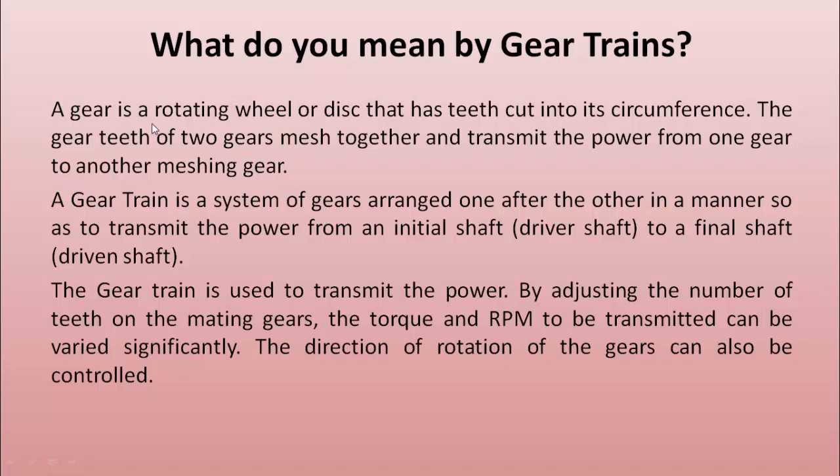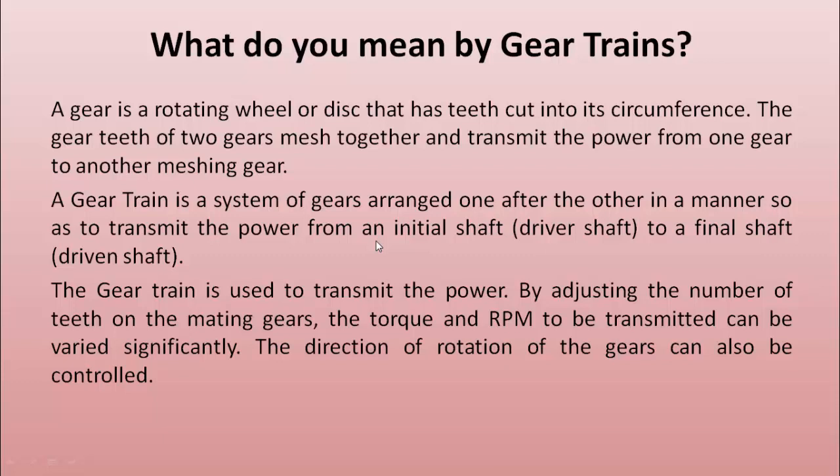Hence, we have gears. Gears are basically toothed wheels. They are wheels which have teeth on them. These teeth align with each other, these teeth push each other, and we get perfect rotational motion with no slipping. So a gear train is basically a system of gears arranged one after the other.